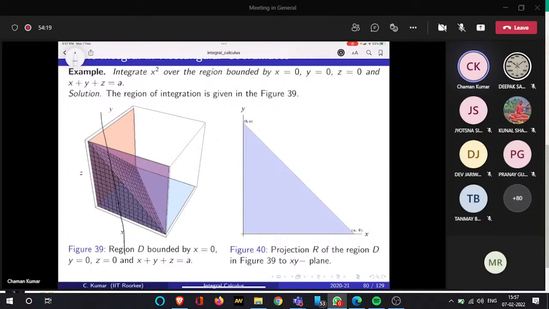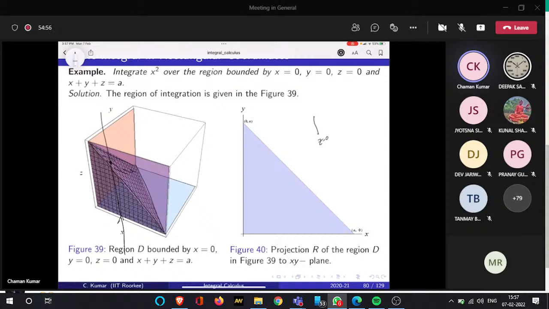Now identify where this will enter this region of integration, this domain D. Where will this enter? z equal to 0. Yes, very good. And where will this exit? It will exit on this surface, a minus x minus y.